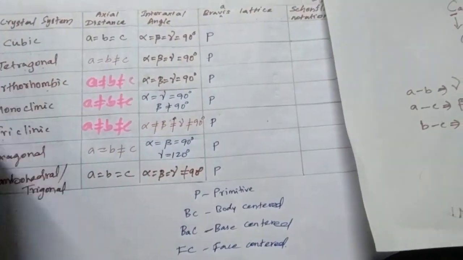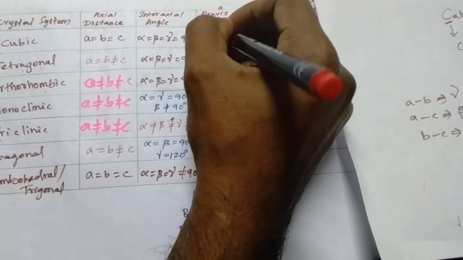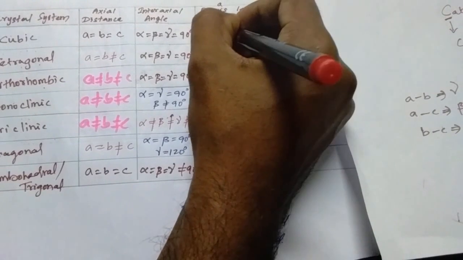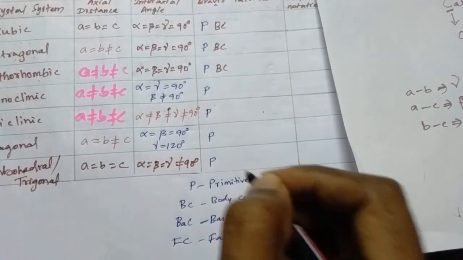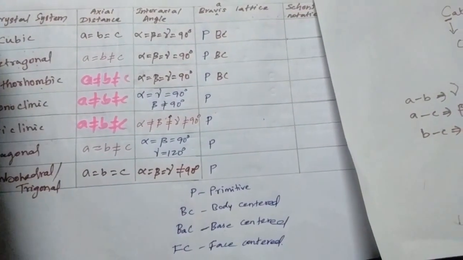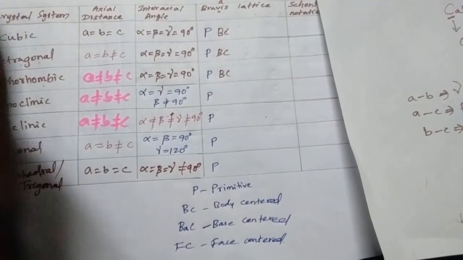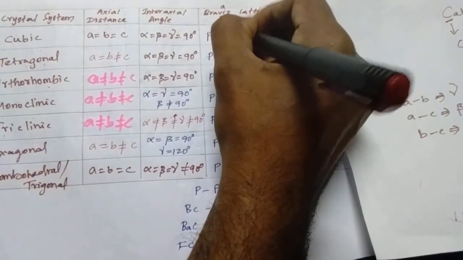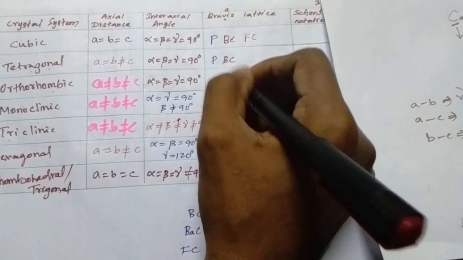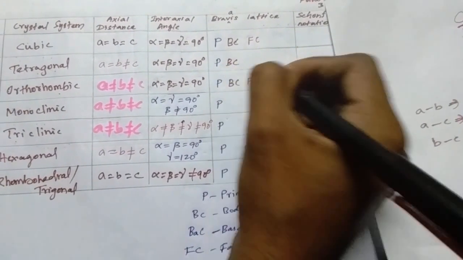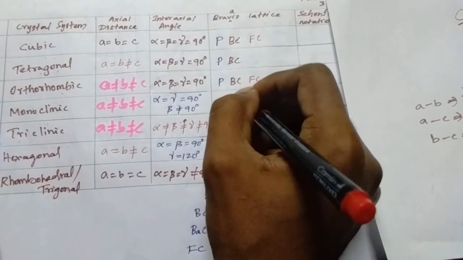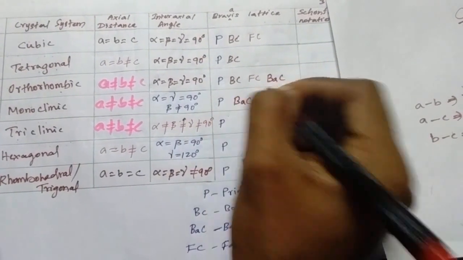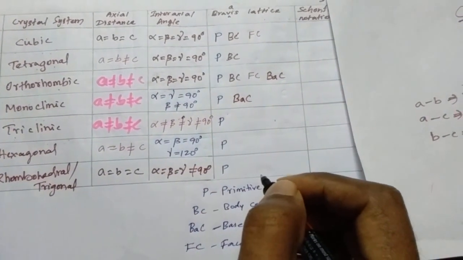BC for body centered, for this T. Okay, then face centered for cubic and orthorhombic. Okay, then BSC for monoclinic and triclinic. Monoclinic and tri.